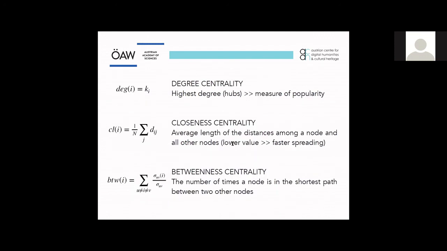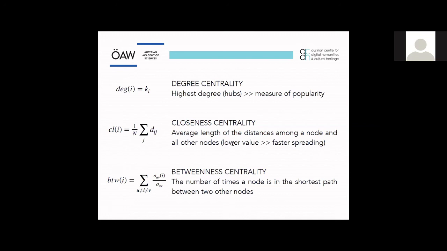So I just give you a very simple list of centrality measures, just three. The first one is just the degree of the nodes. The highest degree nodes are named hubs, and it is like a measure of popularity. Then we have closeness centrality, that is the average length of the distance among the node and all other nodes in the network. A lower value for this measure translates to faster spreading. But the limitation of closeness is that the values of neighbors are very similar to each other. So if we want to make a ranking, sometimes it is difficult.